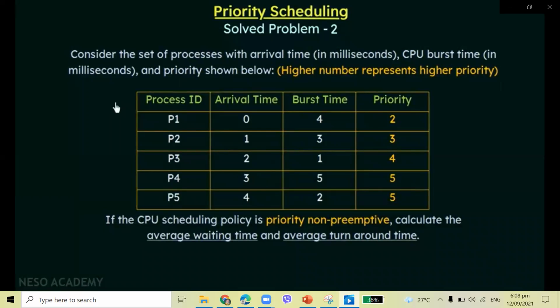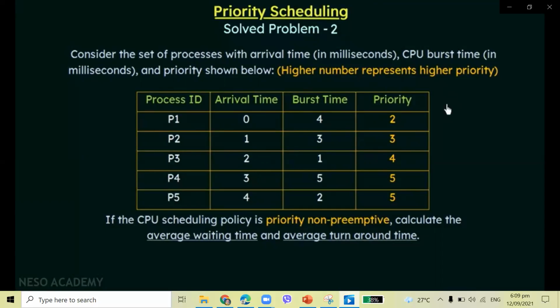So in the previous lecture we solved a problem that was based on preemptive priority scheduling. But this question is based on non-preemptive priority scheduling. And here we have to calculate the average waiting time and the average turnaround time for this set of processes with process IDs P1 to P5, where their arrival times are given here in milliseconds, burst times in milliseconds, and priorities given here. Also note that in this problem, higher number represents higher priority.